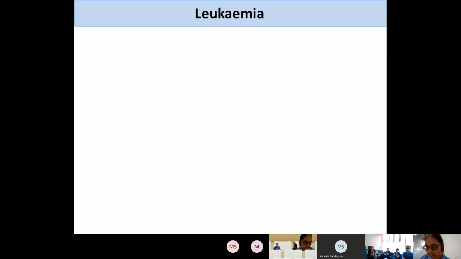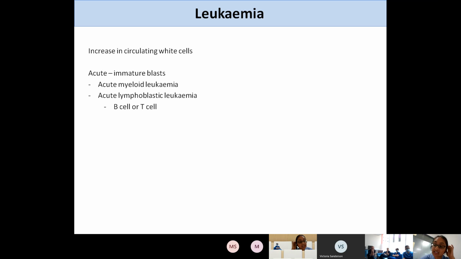So that's reactive changes. I'm now going to go on to a malignant infiltrate in the blood film and what we can see in malignant hematological disorders. So leukemia means an increase in circulating white cells, and if it's an increase in acute immature blasts, then that will be an acute leukemia, and there's acute myeloid leukemia or acute lymphoblastic leukemia. And acute lymphoblastic leukemia can either be B or T cell.